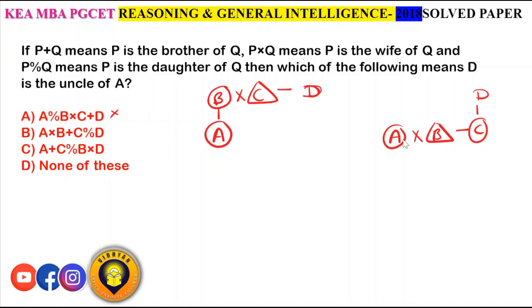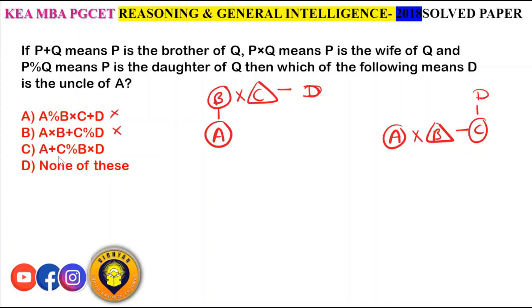Here in this case, D is what? D is either father-in-law or mother-in-law of A. If you see exactly, D becomes either father-in-law or mother-in-law of A. So D is not the uncle of A in this option also. So this choice is also wrong.